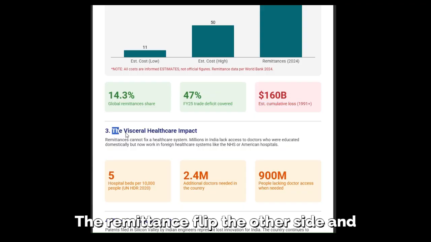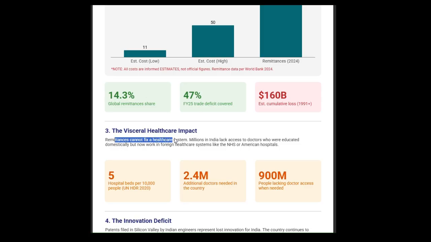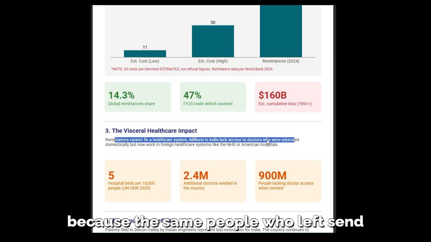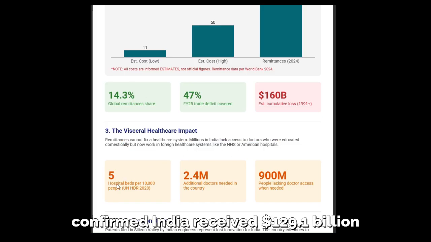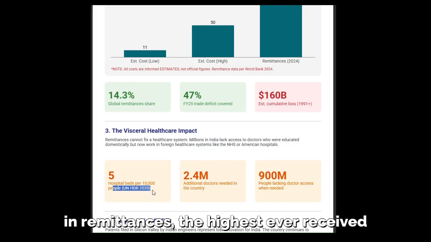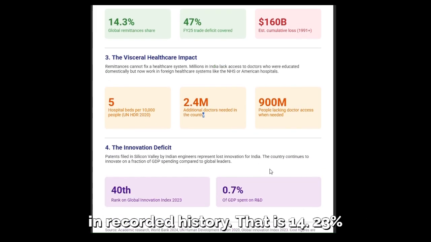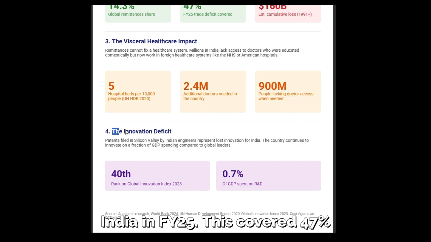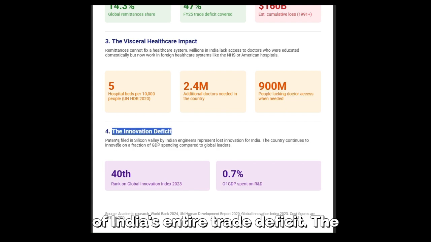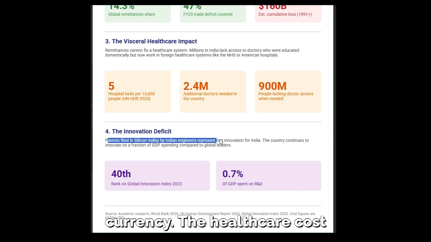The remittance flip, the other side, and here is where the story gets complicated, because the same people who left send money back. In 2024, the World Bank confirmed India received $129.1 billion in remittances, the highest ever received by any country in a single year in recorded history. That is 14.3% of all global remittances going to India. In FY25, this covered 47% of India's entire trade deficit. The diaspora is financially propping up the currency.